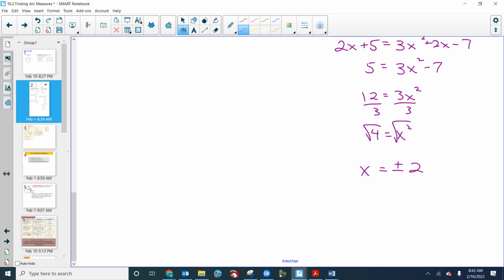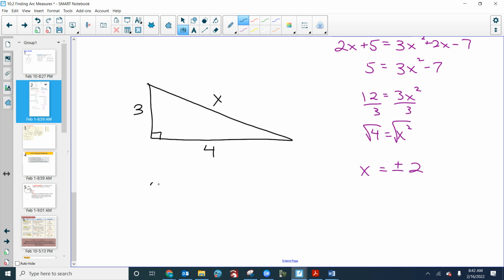Now, I want to draw your attention to something because we've glossed over it for a while, and I'll tell you why. Mr. Westfall, we did a bunch of Pythagorean theorems. 3 squared plus 4 squared equals x squared. 9 plus 16 is 25. Why didn't we write plus or minus 5 here? Why did we ignore the plus or minus for that chapter, Preston?